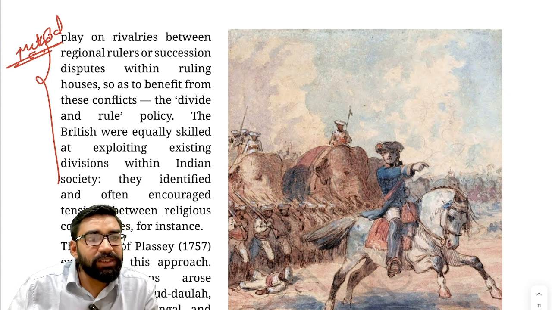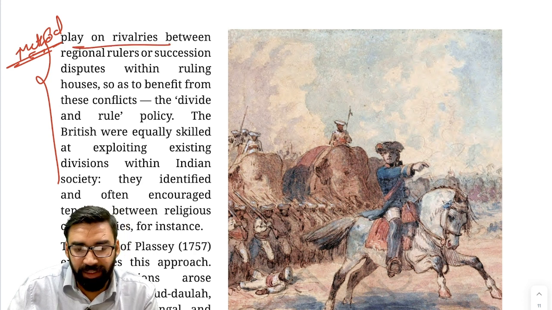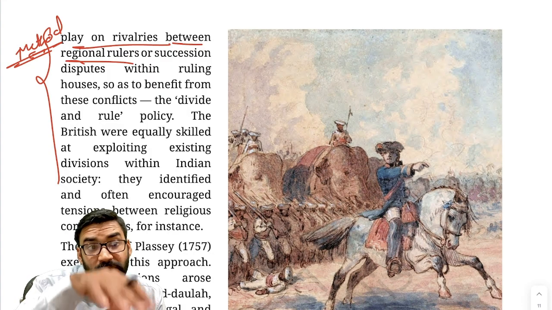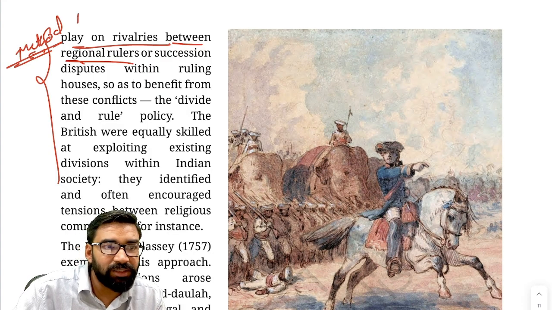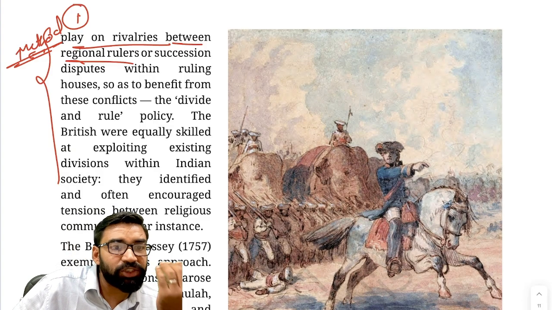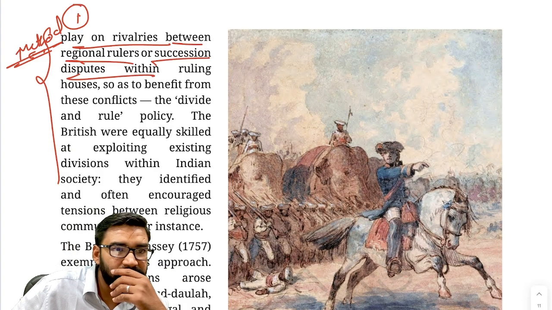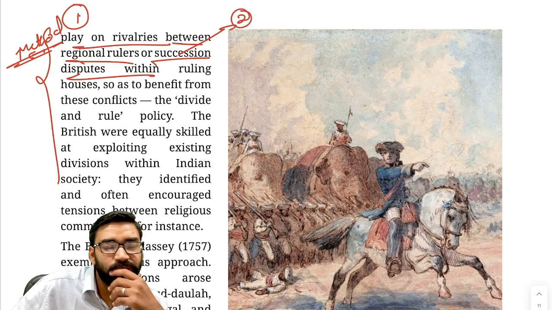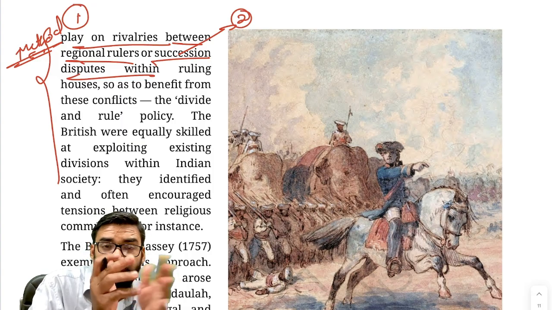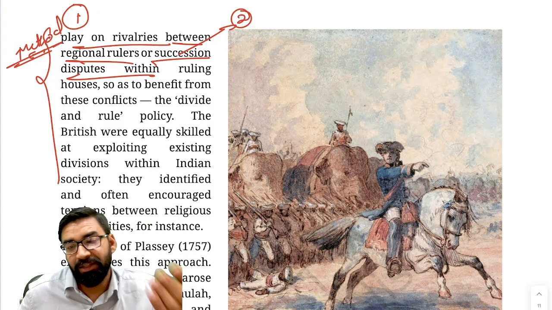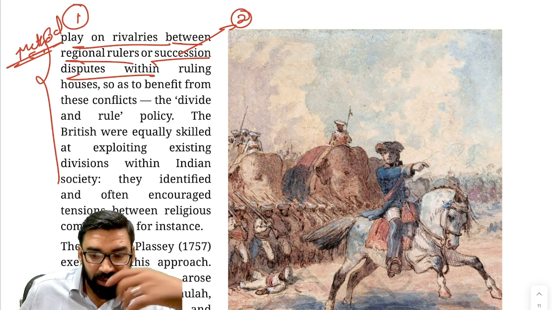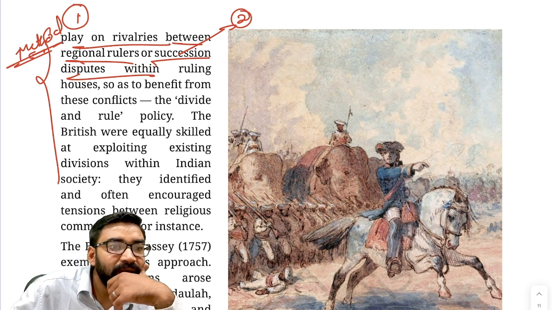First, they started playing on rivalries between regional rulers. Regional rulers used to fight among themselves, so they started interfering in those rivalries. That is the first method. Second, they started exploiting succession disputes. If a war of succession is going on between two contenders, they support one, and then they make that person a puppet ruler. Clear?